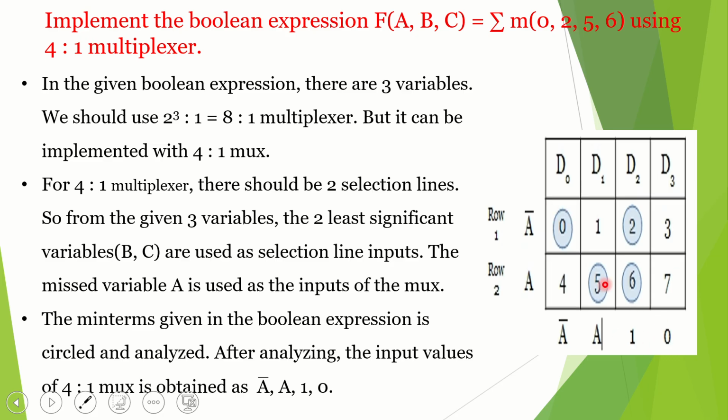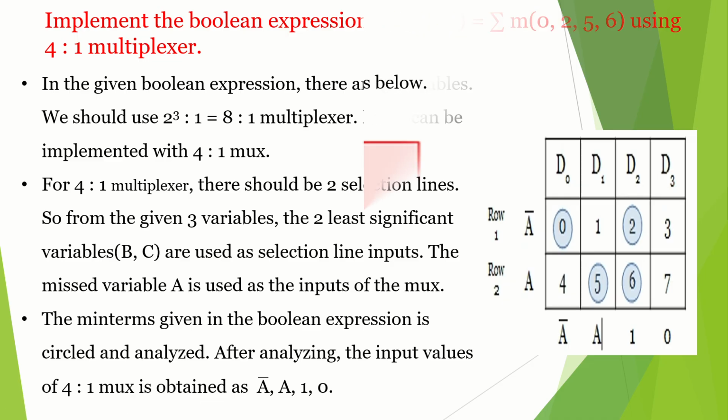If any one is circled, it is the value with respect to the row assigned. So here for 0, A bar is assigned, and for 5, A is assigned. Next, we have derived the expressions for D0, D1, D2, D3. Now, how do we implement this in the logic circuit?